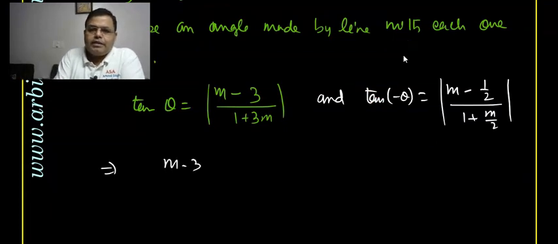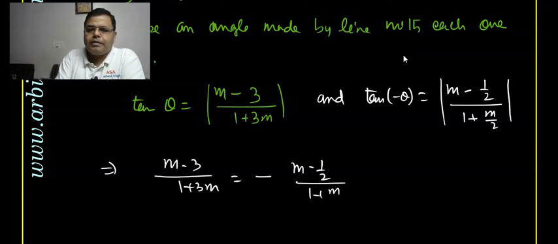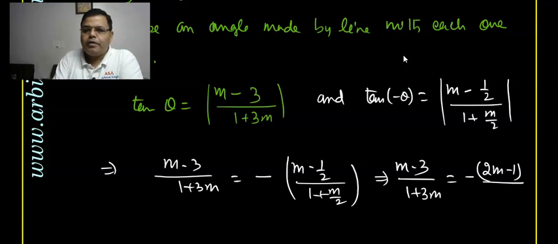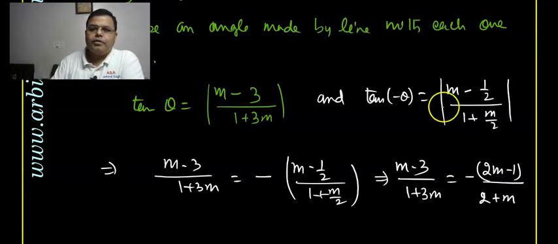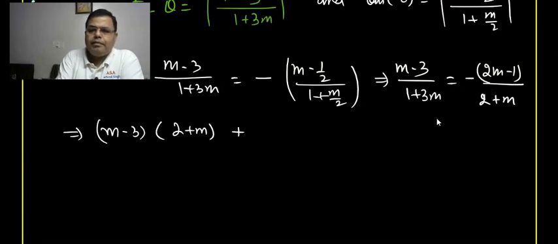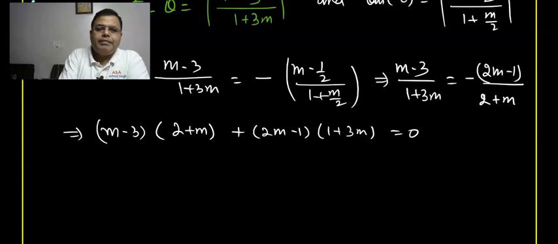So clearly this implies (m minus 3) upon (1 plus 3m) is equal to minus of (m minus half) upon (1 plus m by 2), because tan minus theta is minus tan theta, so that can be written with a negative sign. Then it will be (m minus 3) upon (1 plus 3m) is equal to minus (2m minus 1) upon (2 plus m). If you solve this, then (m minus 3)(2 plus m) plus (2m minus 1)(1 plus 3m) is equal to 0.